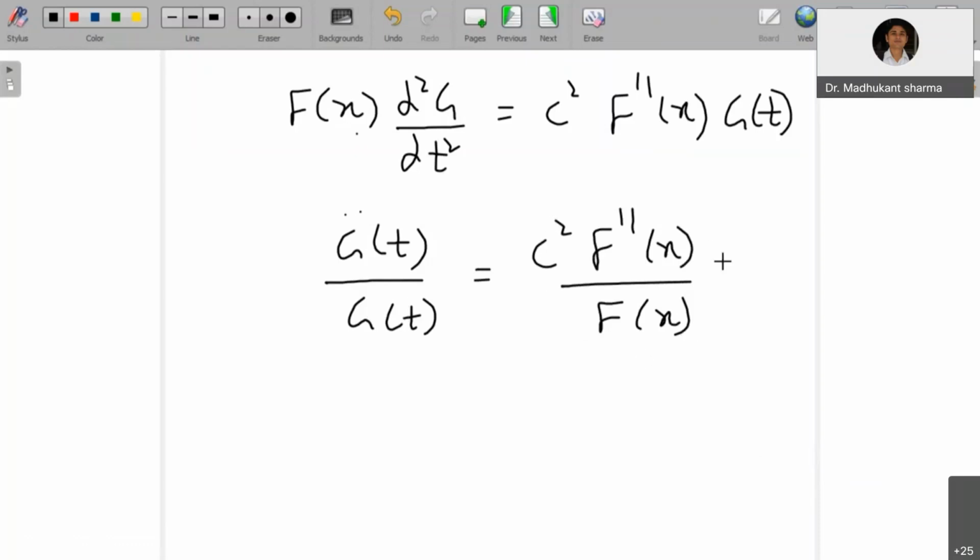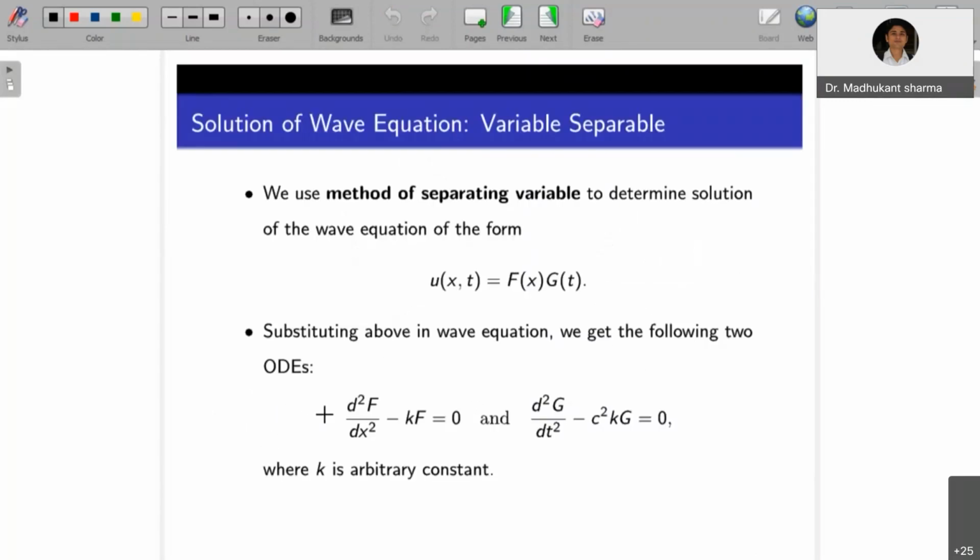Now one side is purely a function of x and the other side is purely a function of t. This is only possible when both lead to a constant. This ratio will be a constant, which should equal some A or K, whatever you want to take. So these ratios will lead to the constant term. Now you have two ordinary differential equations. Let me see. So this is going to lead to this.